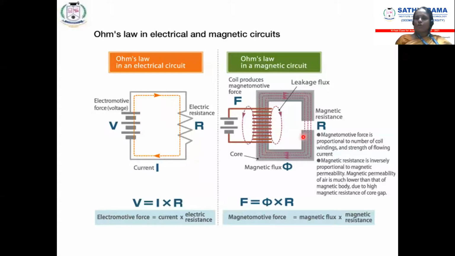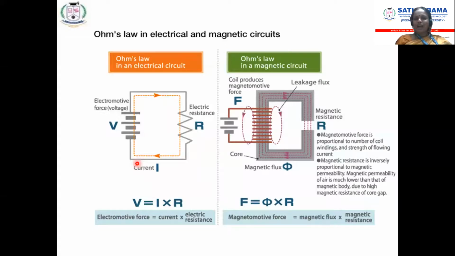If the flux is produced around the core, you correlate it with V equals IR. We all know what V is: electric force, voltage, electromotive force or potential difference. Anyway we represent it, it is the driving force for any electric circuit. Then the current passes through the circuit, and the resistance opposes the flow of current. So V equals I into R.